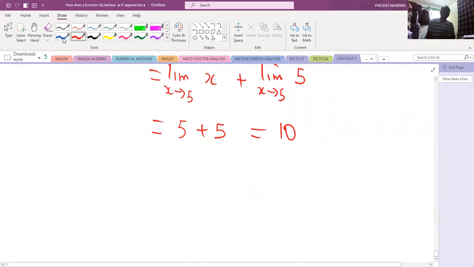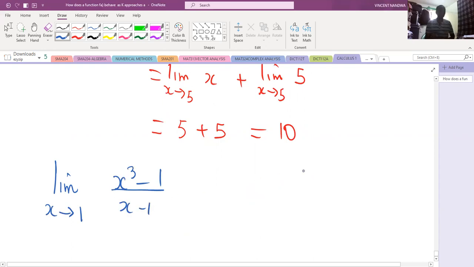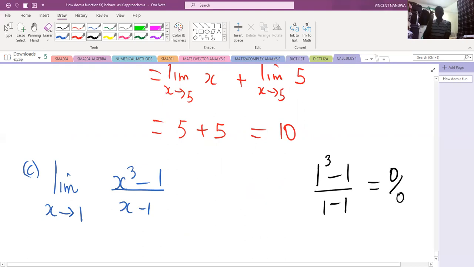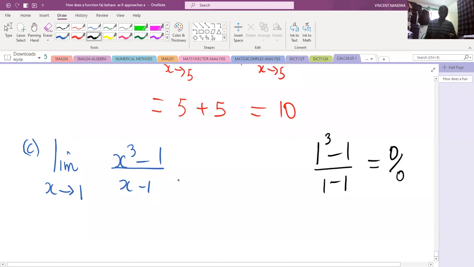And then number 3, limit as x approaches 1 of x cubed minus 1 over x minus 1. So this is C. The first thing you try to do is direct substitution. So direct substitution will be 1 cubed minus 1 over 1 minus 1. You see this gives us 0 over 0. Division by 0 is not defined. So therefore, I think about a different method, and this one will be factorization.